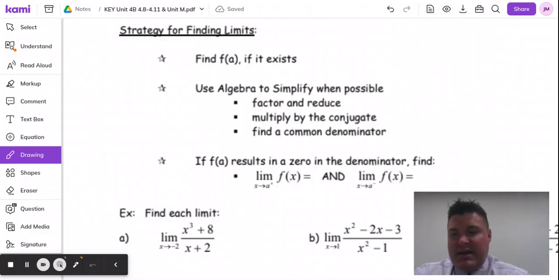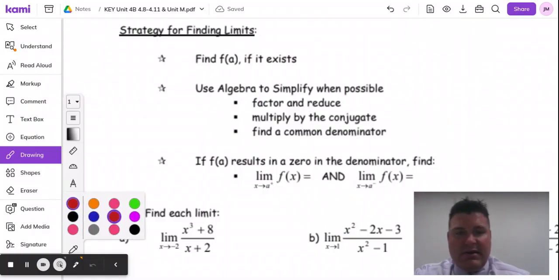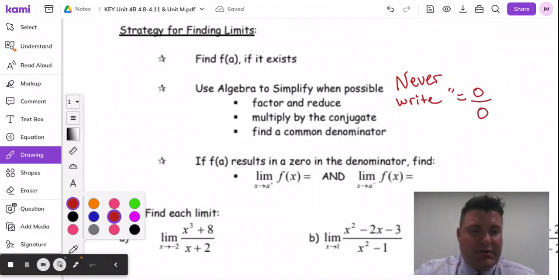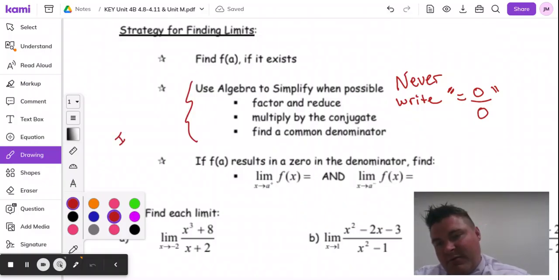So first off, put this in red: never in your entire career of mathematics, never write this statement: something equals 0 over 0. Never, ever write that. That is not a thing. Seriously, don't ever write equals 0 over 0. But if we're ever in the form of 0 over 0, see the difference? In the form of 0 over 0, we want to use these bad boys.